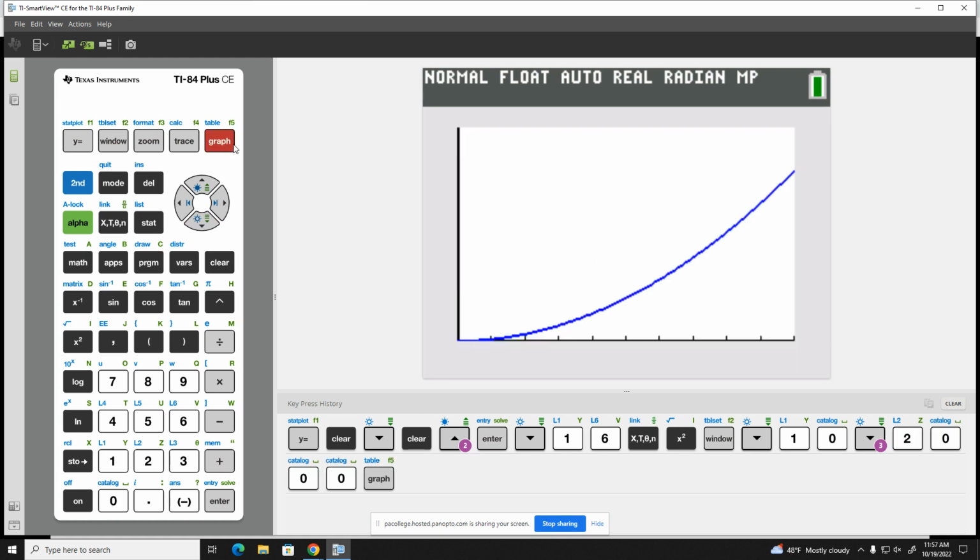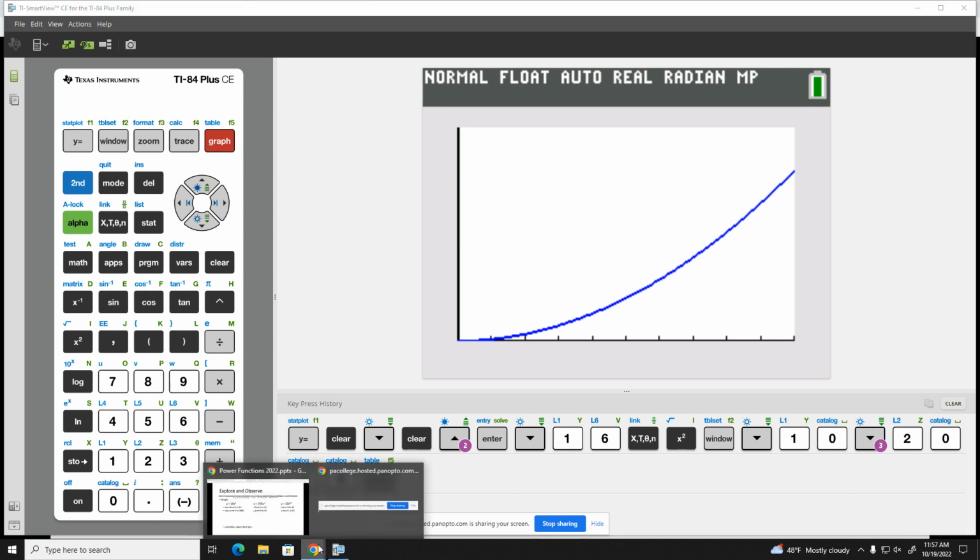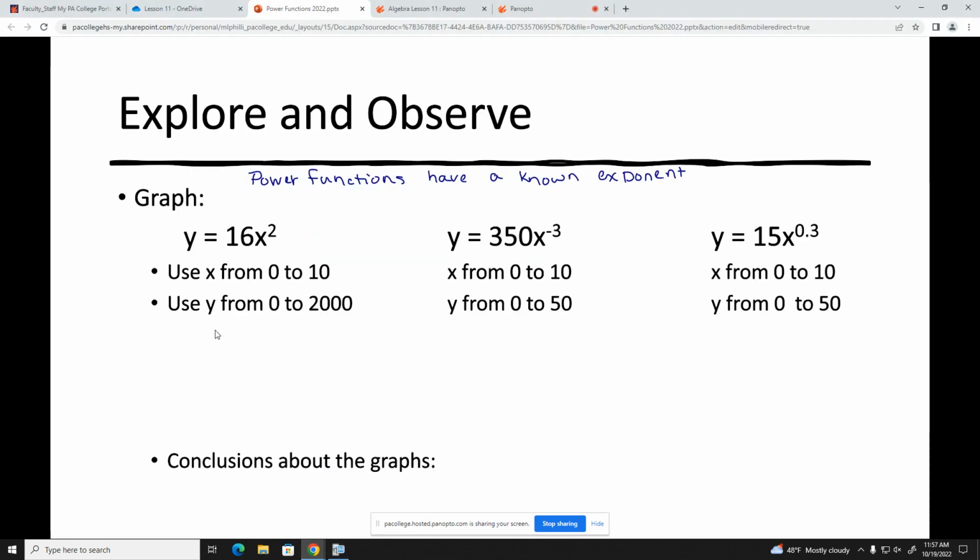And I will graph. And I see a concave up curve. I see something that truly looks like it would be an exponential curve, even though I did not type an exponential formula. And so I'm going to go back to my slide and just draw a sketch of what we see going on here. So our x-axis was 0 to 10. Our y-axis was 0 to 2000.